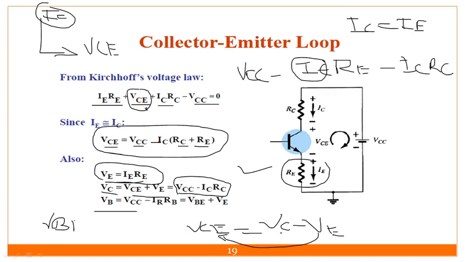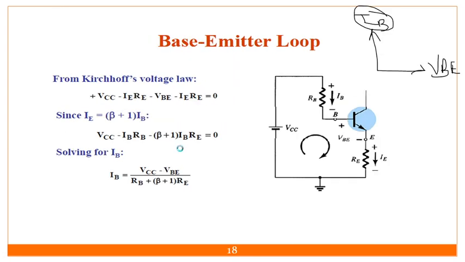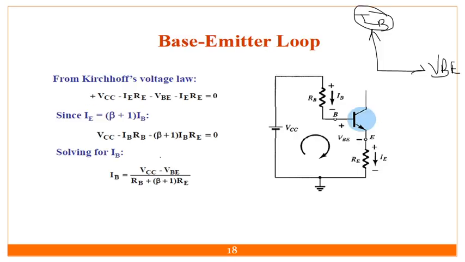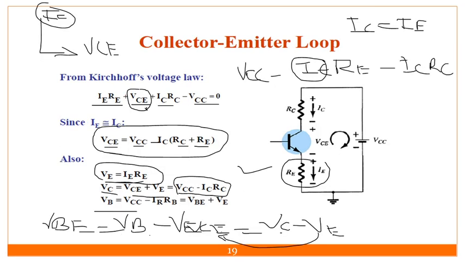VBE is equal to VB minus VE, and VE's value we have calculated, that is nothing but the drop across this, IE RE, which is my VE. And if I calculate, I will get VB is equal to VCC minus IB RB, and from this I will write VB plus VE. That is the same one here.